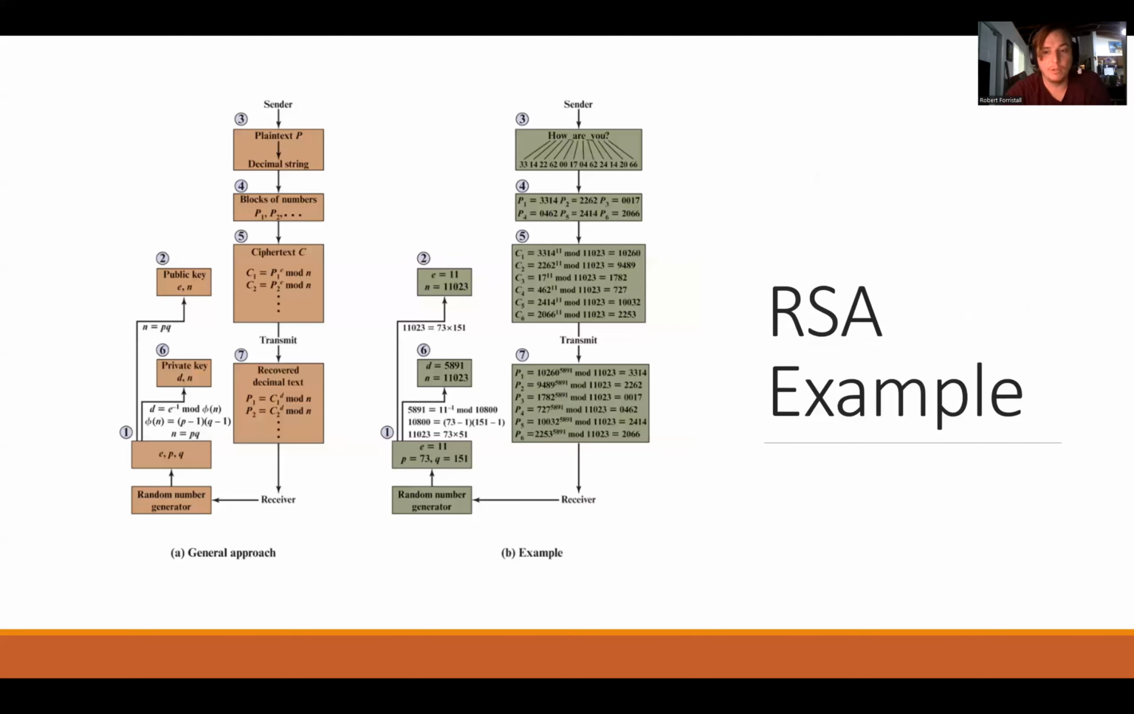So a short example of the RSA, we can see here the choosing of the random numbers, our two primes and our value of E, generation of N and the completion of our public key, the generation of D and the completion of our private key.